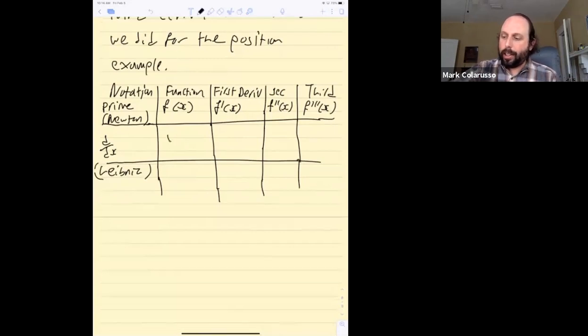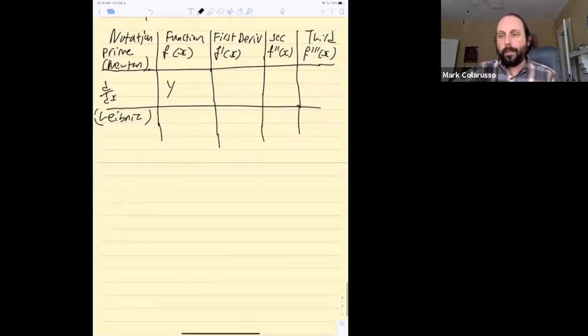So in this case, in the Leibniz notation, the function is denoted by y. And so the first derivative is dy dx. The second is d squared y dx squared. And the third is d cubed y dx cubed.